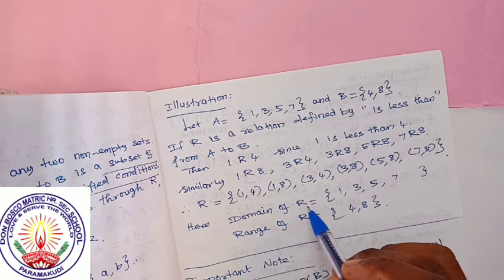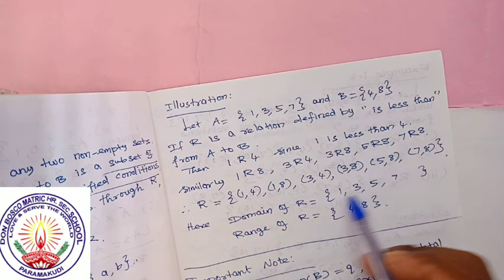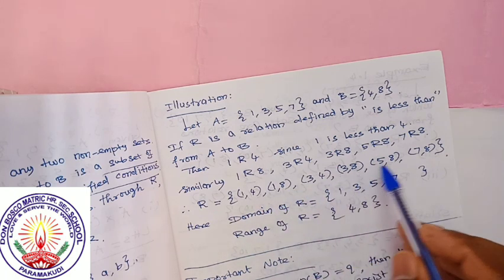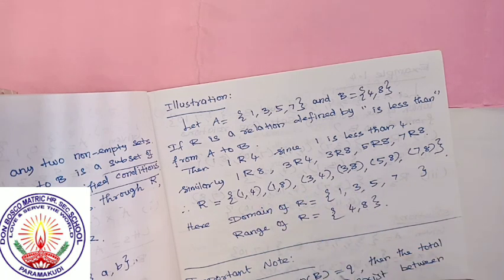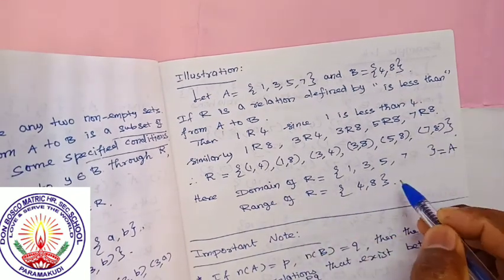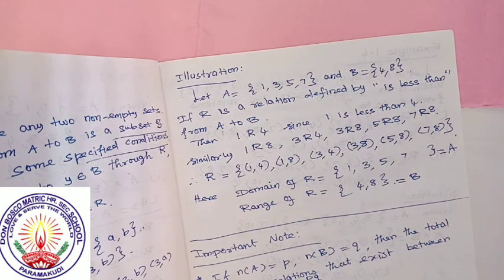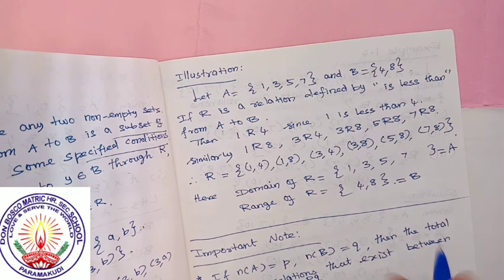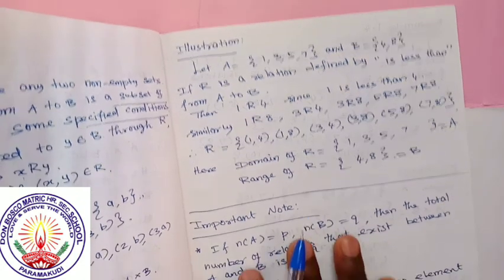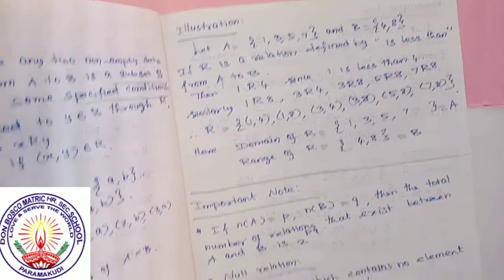Here, the domain. What is the domain? The set of all first coordinates: 1, 3, 5, 7. 1, 3, 5, 7 is the domain. Range is the set of all second coordinates. What are the second coordinates? 4, 8, 4, 8, 4, 8. So {4, 8} is the range. So here domain is equal to A, and range is equal to B. But normally in all the questions, in all the relations, the domain and the set may not be equal. Some relations they will be equal, and also the range and the codomain may not be equal. Some relations they will be equal.